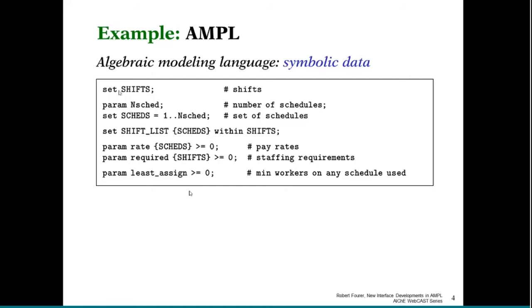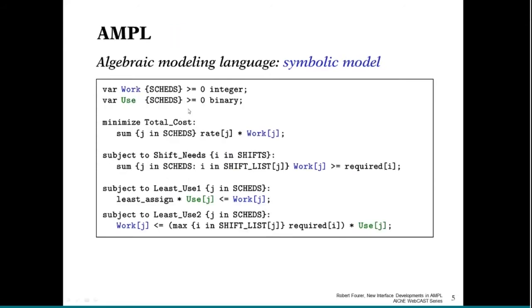And once you define your data as sets and parameters, then you define your model. And so we have some variables. There's a variable number of people who work each schedule, and, typical of an integer program, there's a 0, 1 variable that's 1 if and only if a schedule is used. And there's an objective here, and there are some constraints that you have to meet the requirements, and some typical things you see in integer programs.